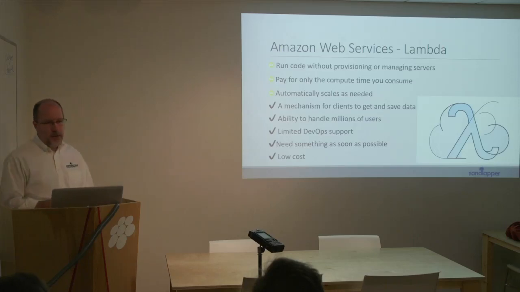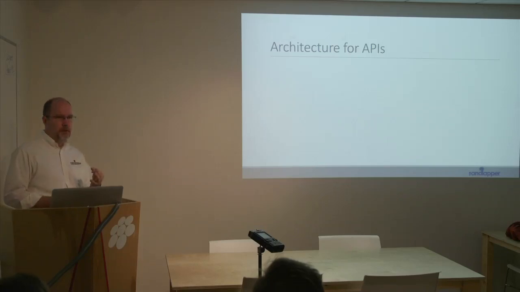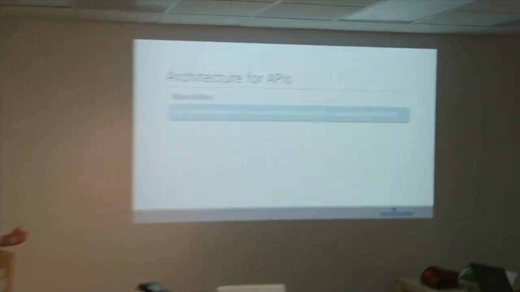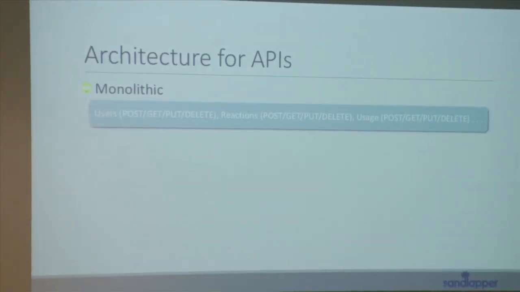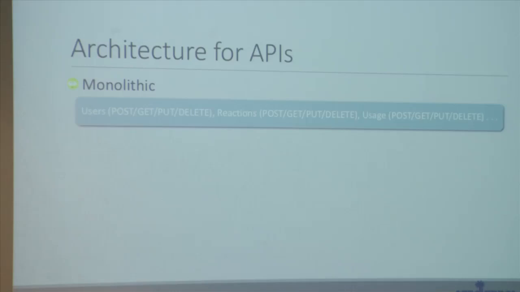So let's look at the architecture of the APIs. There are 3 ways that I could build this thing. One, I can build it in a monolithic fashion. That means I'm going to take all my code and shove it right into one single Lambda function. Not the best thing to do, I don't think. Let's not do that one.